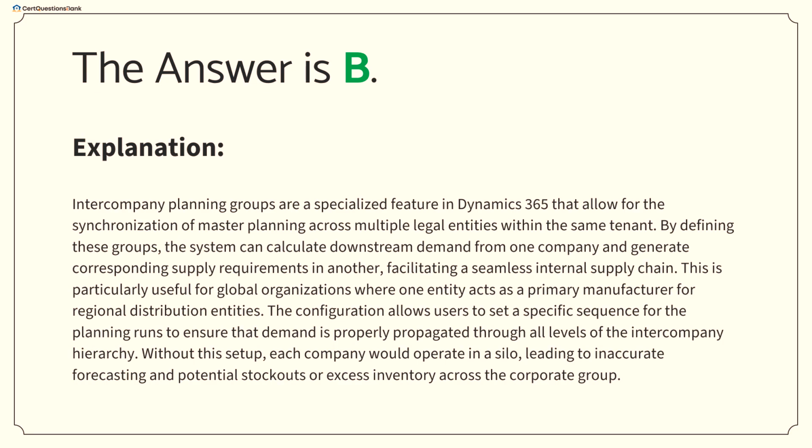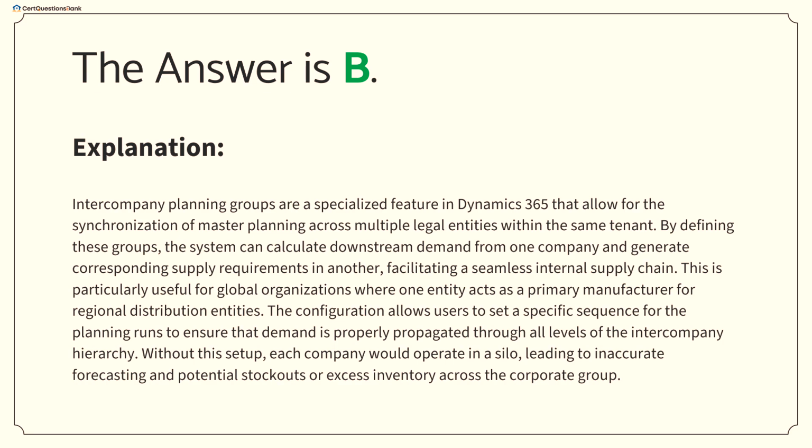Intercompany planning groups are a specialized feature in Dynamics 365 that allow for the synchronization of master planning across multiple legal entities within the same tenant. By defining these groups, the system can calculate downstream demand from one company and generate corresponding supply requirements in another, facilitating a seamless internal supply chain. This is particularly useful for global organizations where one entity acts as a primary manufacturer for regional distribution entities.